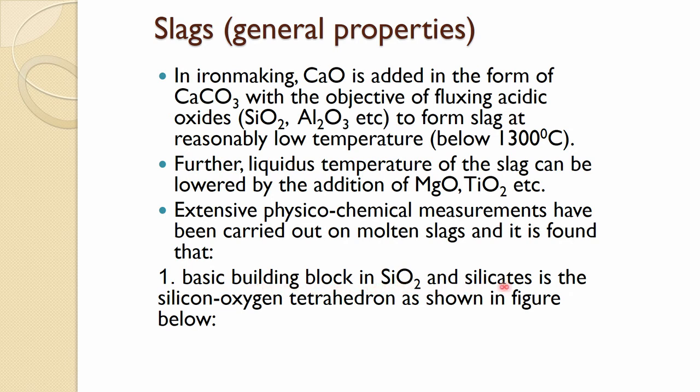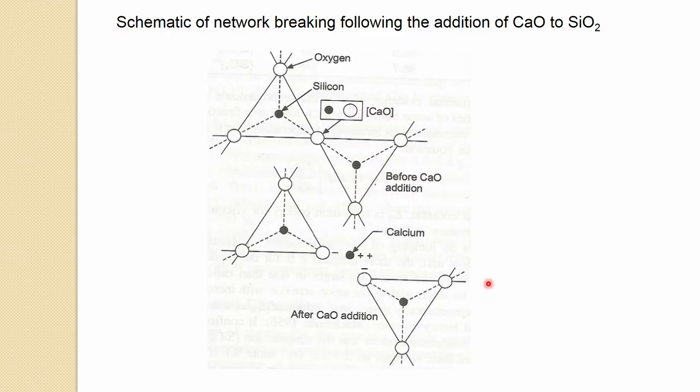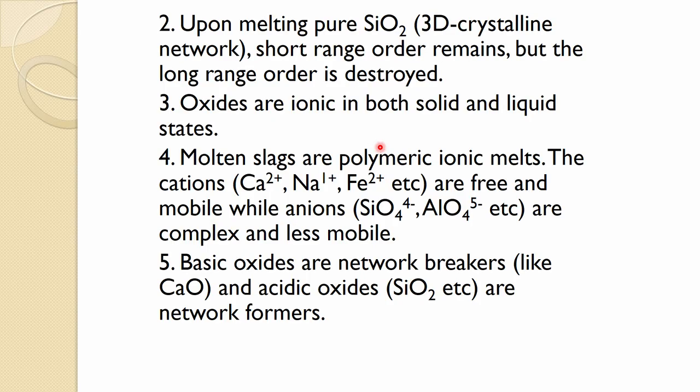and it is found that the basic building block in SiO2 and silicates is the silicon oxygen tetrahedron, as shown in the figure. You can see this is a tetrahedron, the basic block for silicates, with oxygen atoms around and a silicon atom in the middle. So this is the basic block of slags. However, this can be broken down. Now, we will see how.